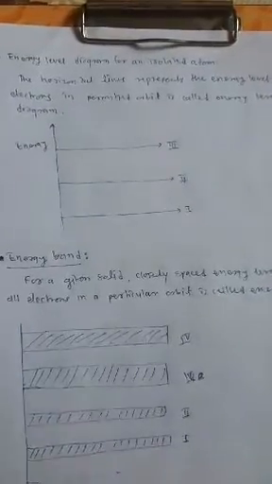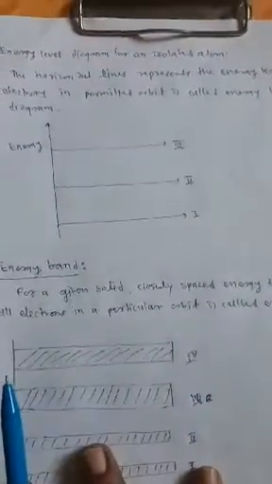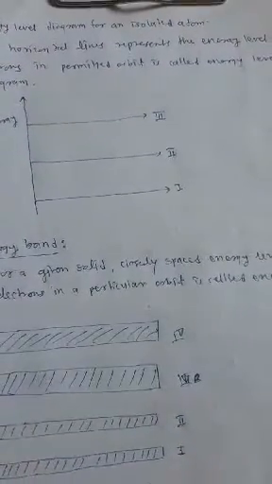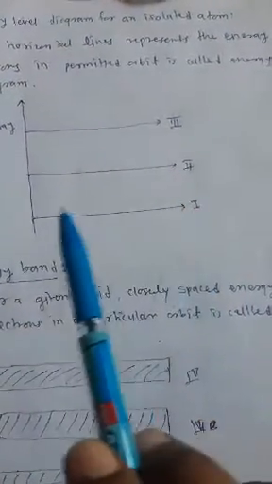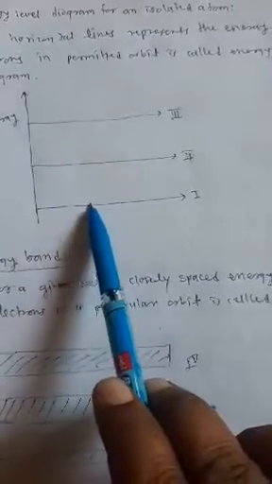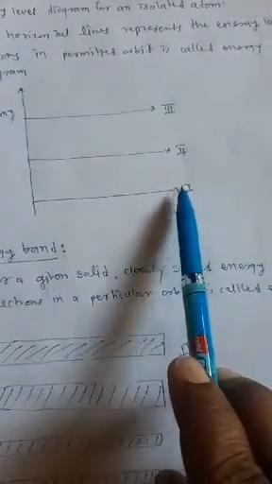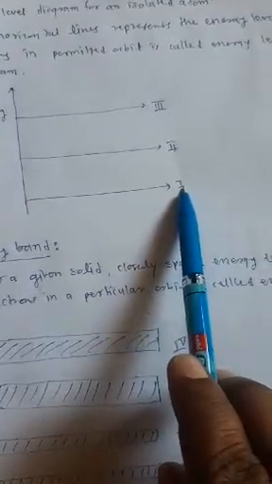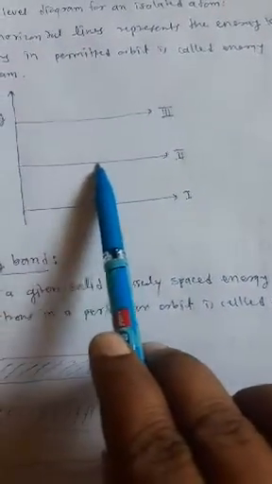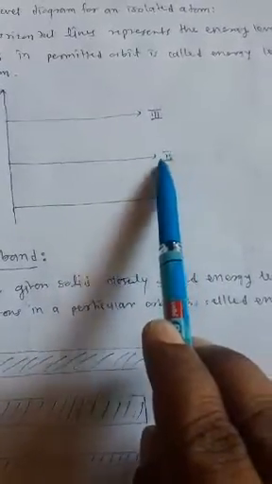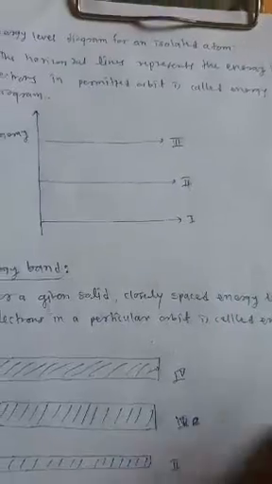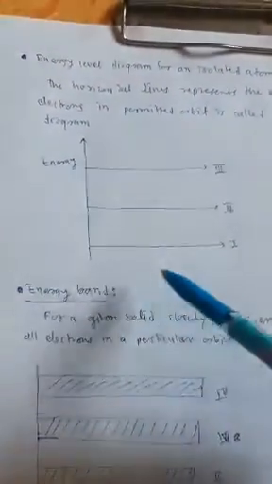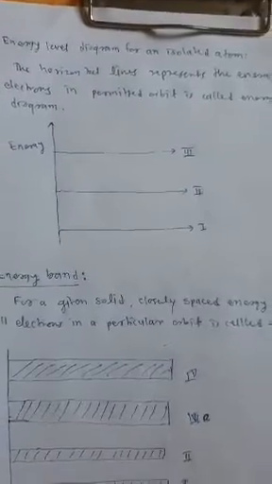Now consider any isolated atom having 3 orbits, and in the 3 orbits a different number of electrons are revolving. Say this line represents the energy level of the first orbit electron. The second line represents the energy of the second orbit electron. The third line represents the energy of the third orbit electrons. And this diagram is known as the energy level diagram of a given isolated atom.